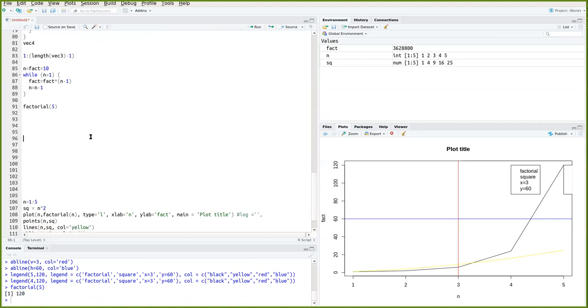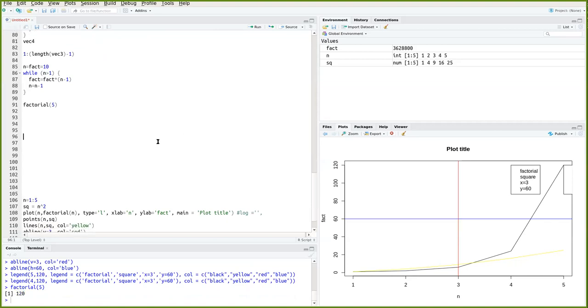Now for example, I want to plot a graph where on my x-axis I have the value of n, which is the argument. The value that you pass into a function is called an argument. So the argument that I pass into this function factorial I want on the x-axis and the factorial on the y-axis. And I want to plot this graph.